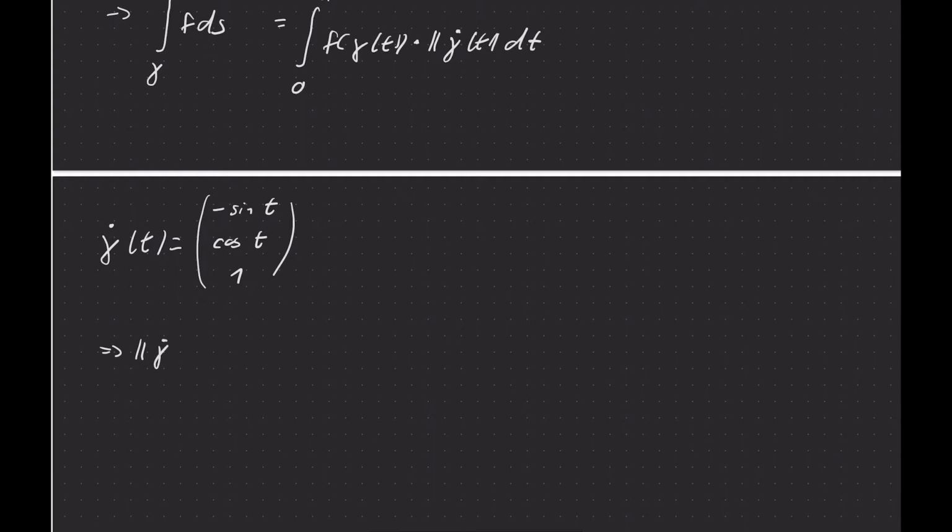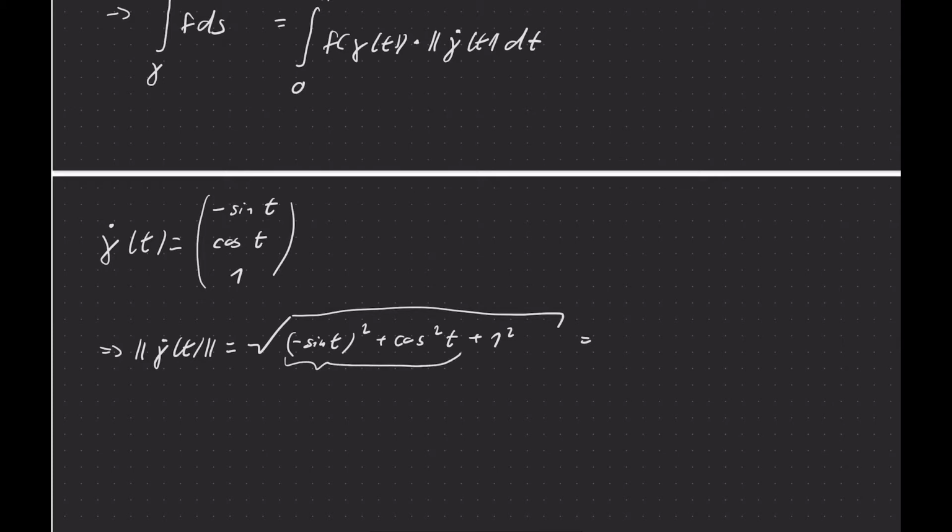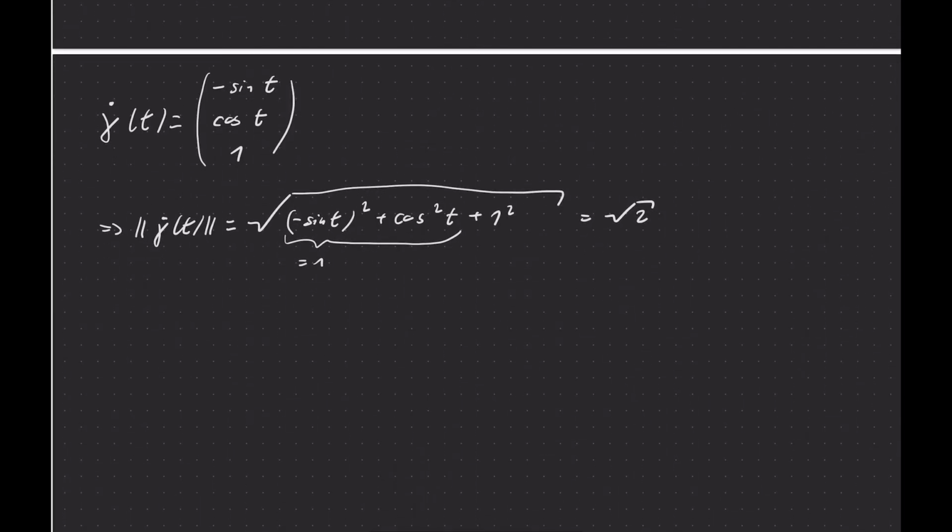The norm of gamma dot is then almost as easy. That is the square root of minus sine t squared plus cosine t squared plus 1 squared. So what we get here is, remember, sine squared plus cosine squared is 1. So we have 1 plus 1, so that's just the square root of 2. So in this case, that norm of gamma dot is even a constant. And of course, that should make things pretty easy. That means we're all set to compute this integral.